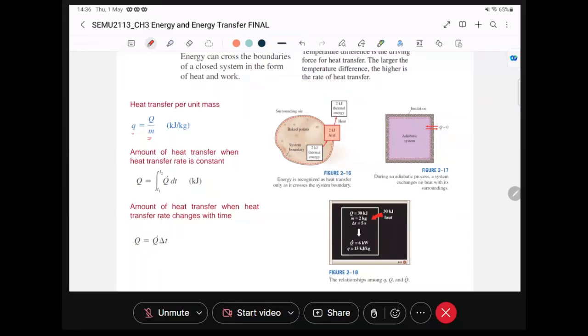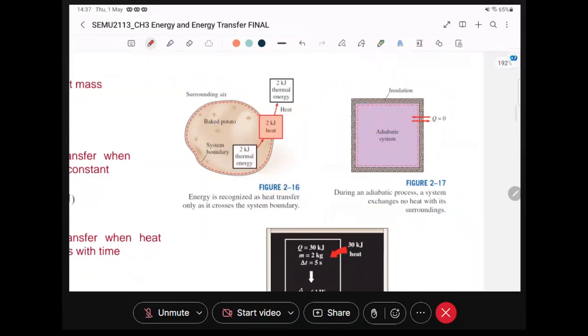Okay, and if we integrate the rate over time, which means we multiply the rate, joule per second, with time, which will be second, we can get the total amount of the heat energy being transferred from one location to the other. Okay, and just a few more examples here.